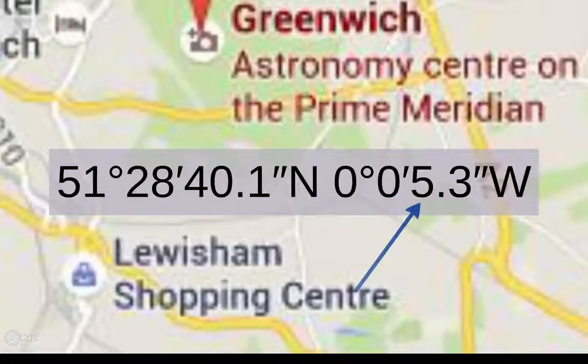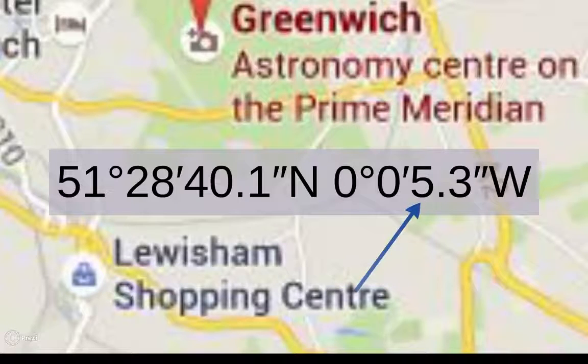later. But you might notice that if you check the coordinates of that location on one of today's maps, you may find that the longitude is not exactly 0 degrees. So 51 degrees of latitude and 0 degrees longitude, 0 degrees 0 minutes, and 5.3 arc seconds west. So why? Why is that? Well, the World Geodetic System of 1984, or WGS-84 for short, defines a slightly different prime meridian. And this is the system that we use today.